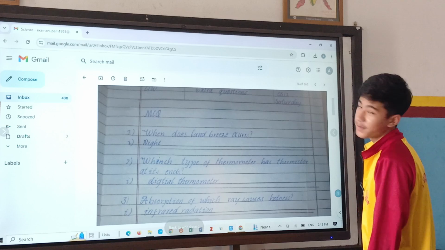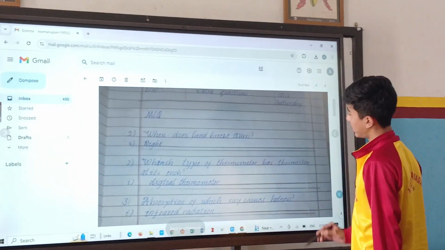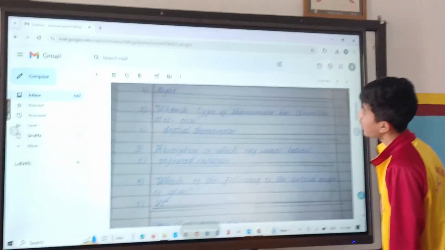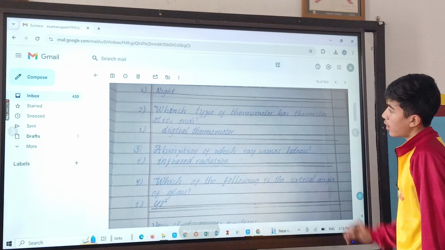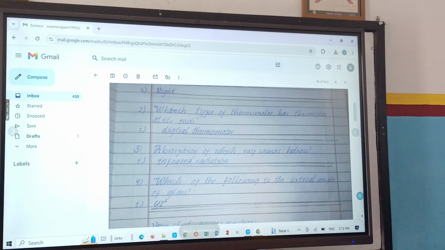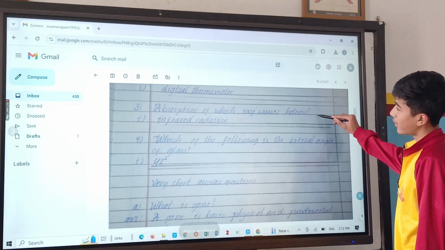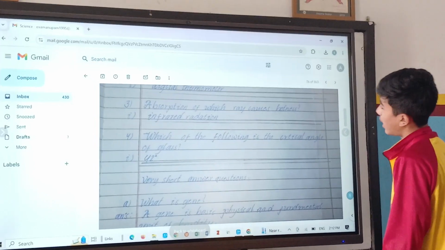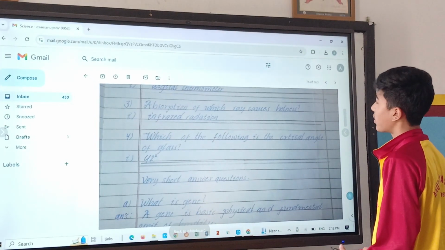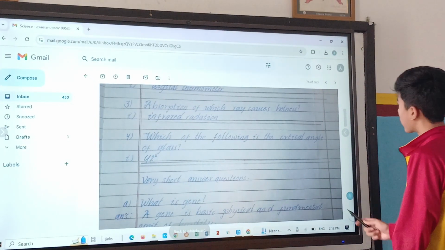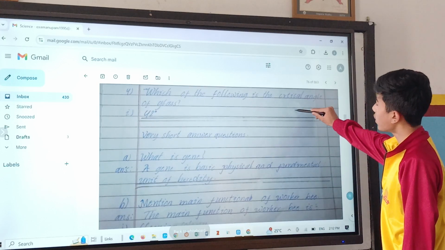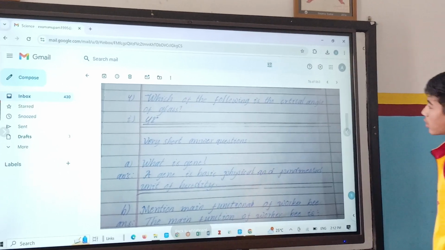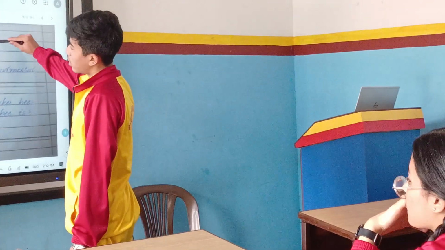Key question. When does land breeze occur? Night. Which type of thermometer has a thermistor in it? Digital thermometer. Absorption of which ray causes hotness? Infrared radiation. Which of the following is the critical angle of glass? 42 degrees.